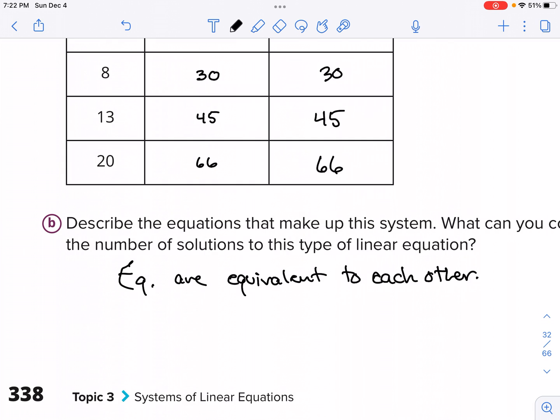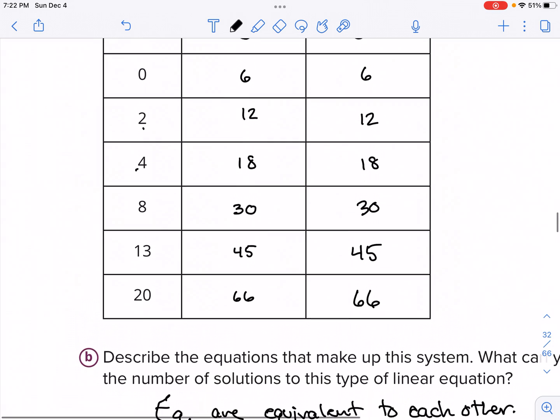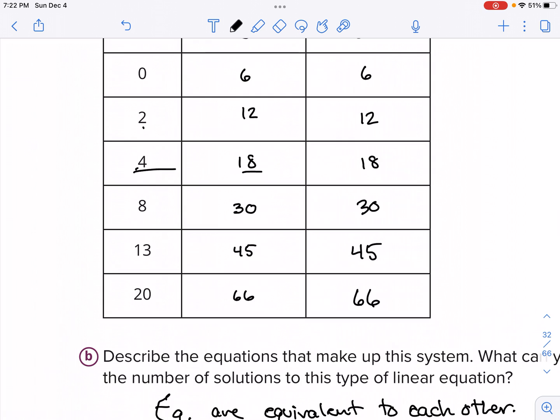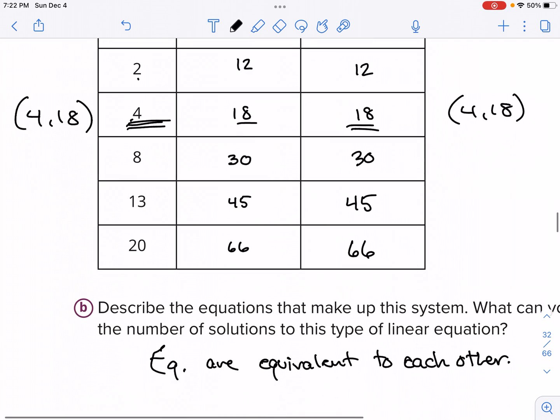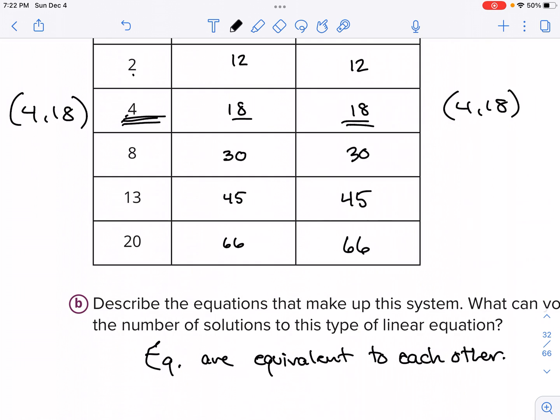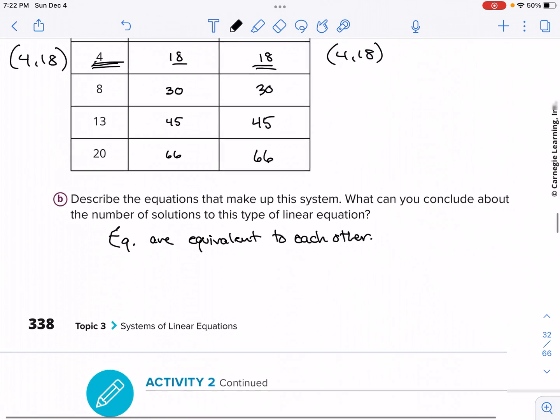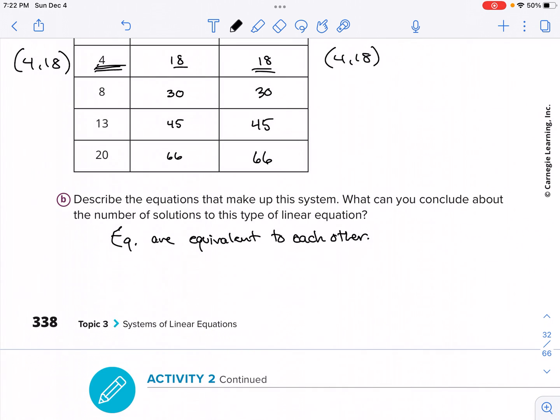Okay, so every point on the graph, right, like an example of a point for the first one would be 4, 18. This is the same point as what would be on the other one. This is also a 4, 18. So every one of the points on the first equation is going to be on the graph of all the points on the second equation. This system, when they're all the same exact points, this is what we call infinitely many solutions. Okay, so we can see that on here.